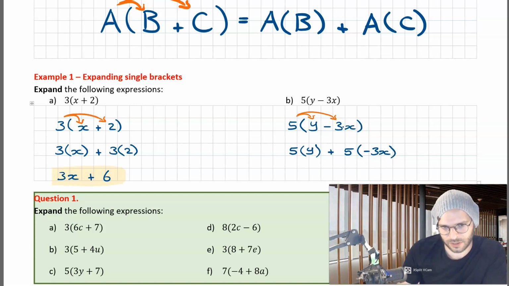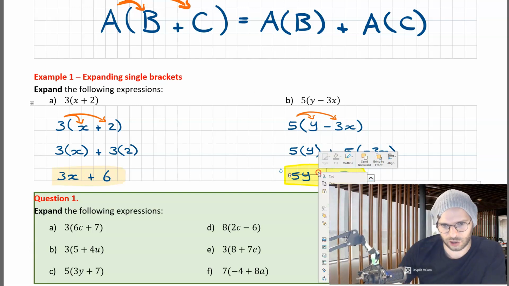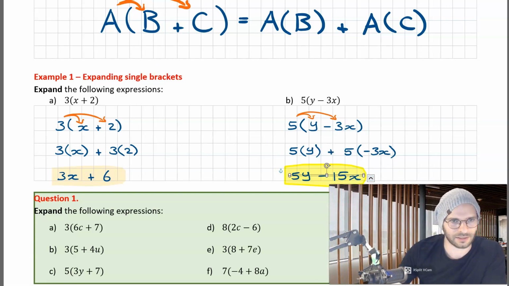Next line down to complete this, 5 times y is just 5y. And then next term across we have 5 and the minus 3. 5 3s are 15, one's negative, so it's now minus 15x. Thus completing our second example and showcasing how we can expand simple single brackets. Let's look at some trickier stuff.